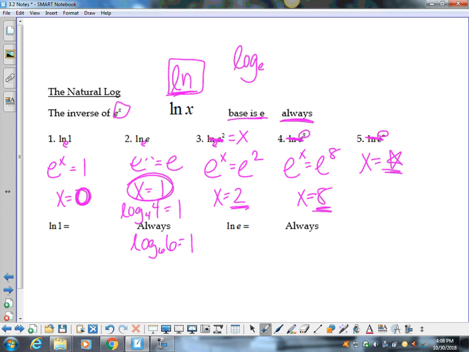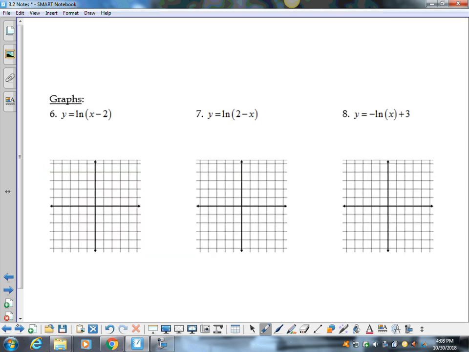And then a couple always statements. Ln of 1 is always 0. We talked about that. Always. And then ln of e is always a 1. To graph them, they are identical to regular logs. This one's going to be right 2. So we're going to start here, and we're going to go right 2. Asymptote is 1 behind it. And I'm growth. And my point is 3, 0.